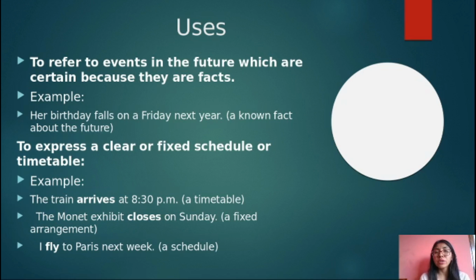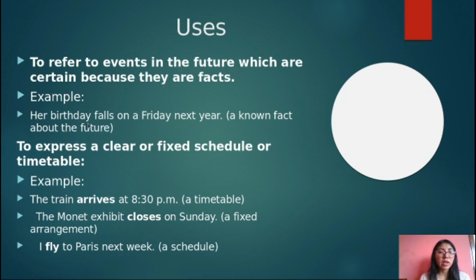Okay, pay attention to the uses, okay? That is the most important part of the present simple for future, okay? We have two uses, okay? We are going to use it to refer to events in the future which are certain because they are facts, okay? So we are going to use that in order to speak about true facts, okay?